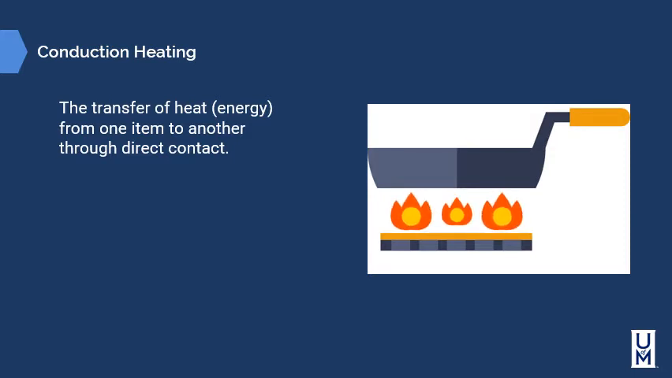Conduction is important in all cooking methods because it's responsible for the movement of heat from the surface of the food to its interior. As the molecules near the food's exterior gather energy, they move more and more rapidly. As they move, they conduct heat to the molecules nearby, transferring heat through the food from the exterior of the item to the interior of the item.